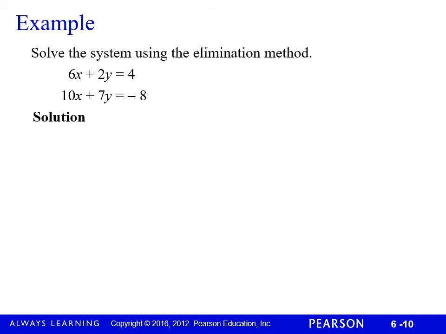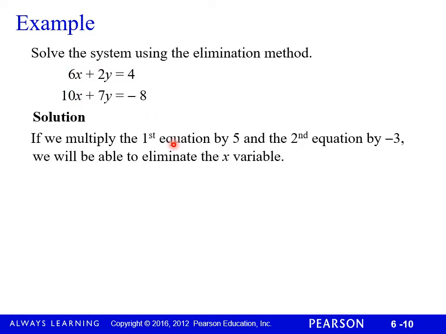So why don't you go ahead and try to solve this system. It's a little bit more complicated, and try to get rid of the x variables. What would you multiply? In this case, we're going to have to multiply both equations by something in order to get opposite numbers in front of the x. Notice if we multiply the first equation by 5 and the second equation by -3, we will be able to eliminate the x variable.